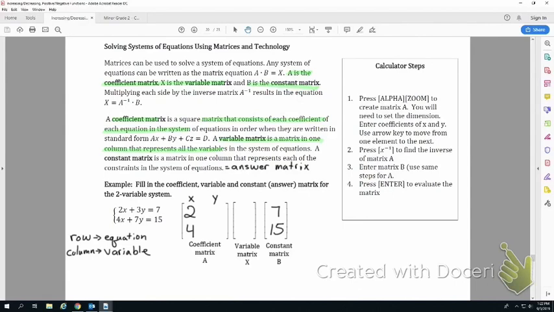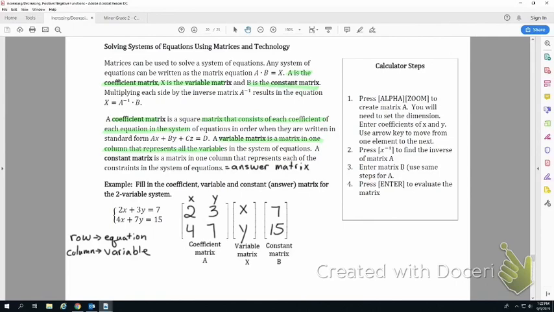For my y's, in the first equation is 3. Second equation is 7. In my variable matrix, I'm just going to list x and y. Whenever you're going through these, you don't always have to write it in this form.